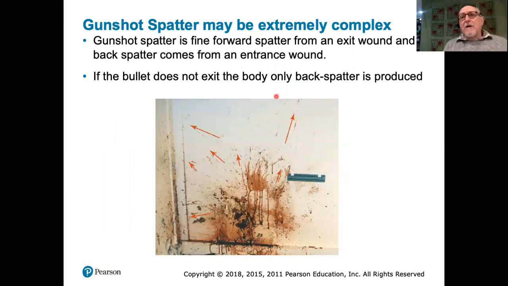Now, this becomes very complicated when you're talking about gunshot, because gunshot spatter can be very, very varied. And that is because of the enormous energy that is associated with a bullet. We will talk about bullets and ammunition at some point, but bullets carry with them a huge amount of energy. When they hit an object, they dissipate that energy, and it's in dissipating their energy that they cause most of the damage that they do.